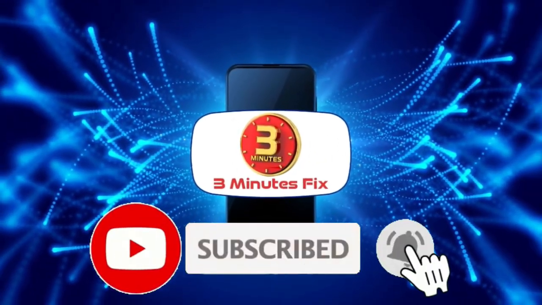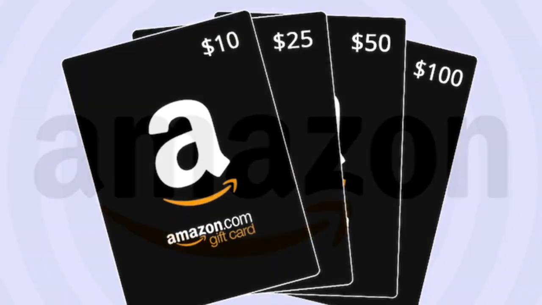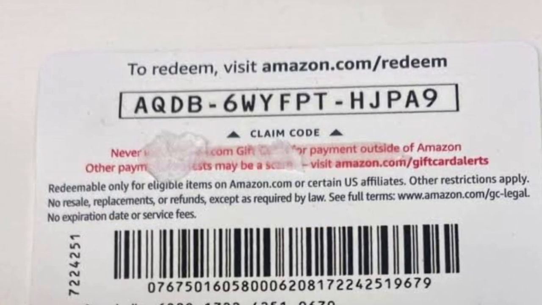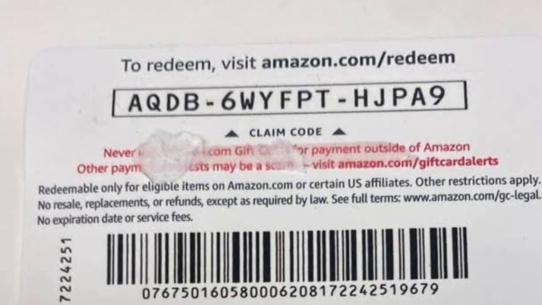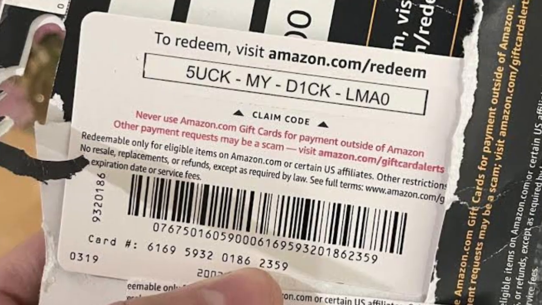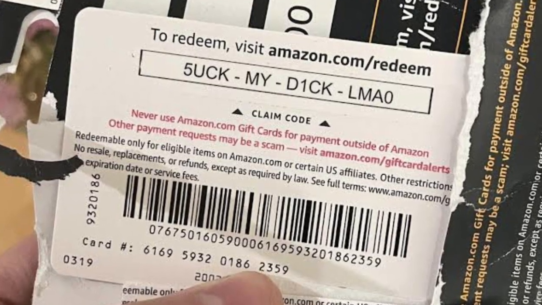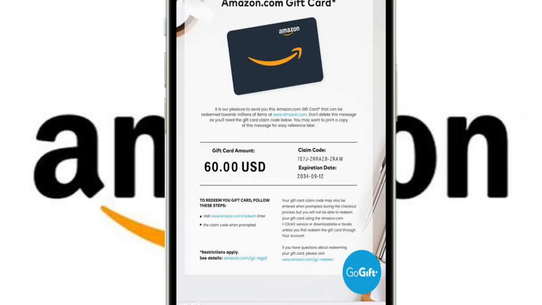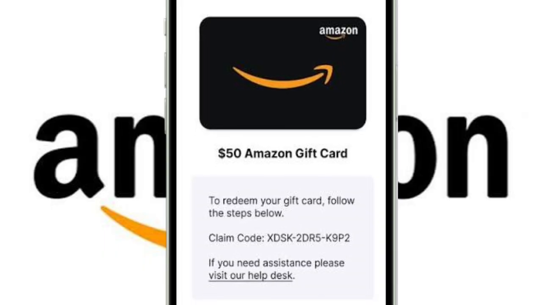Let's get started. Amazon gift card balances never expire, but to use them, you must locate the correct claim code. For physical cards, gently scratch off or peel back the silver protective layer on the back to reveal the 14 to 15-character code. For digital e-cards, open your delivery email or text message to copy the claim code. Be sure not to confuse the claim code with the 16 or 30-digit card serial number. Let's walk through how to redeem each type.